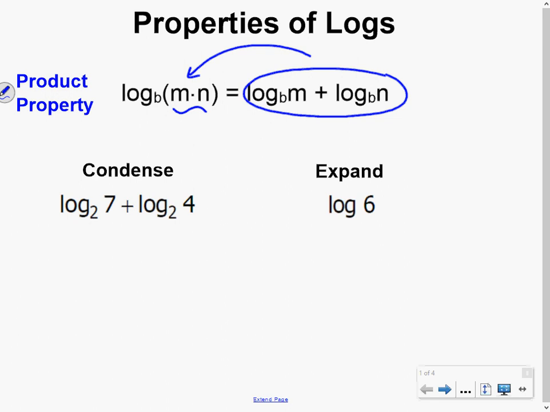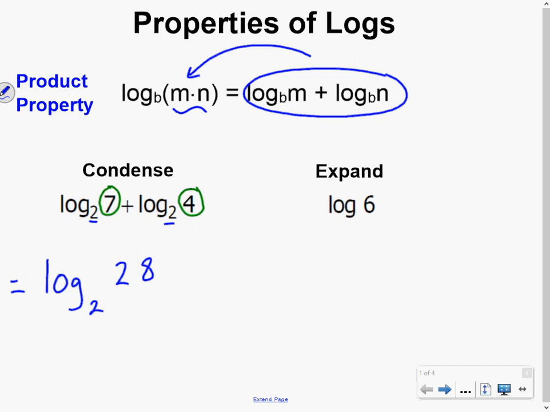So we're going to look at this two ways. We're going to look at what we call condensing and expanding. Condensing is squeezing things together. Expanding is pulling things apart. So when I am trying to condense these logs, I see two logs of the same base being added together. Well, the product property tells me I can change that into a single log of base 2 by multiplying the 7 and the 4 together here. Well, 7 times 4 is just 28. So that condenses into log base 2 of 28.